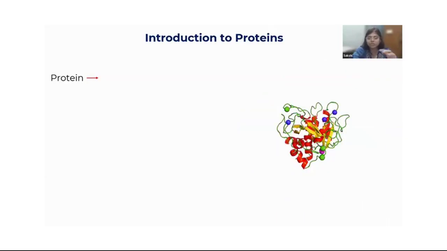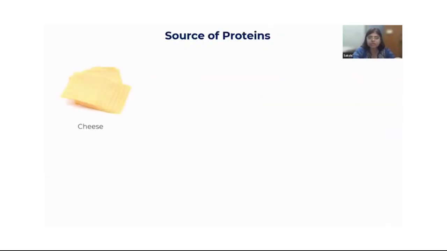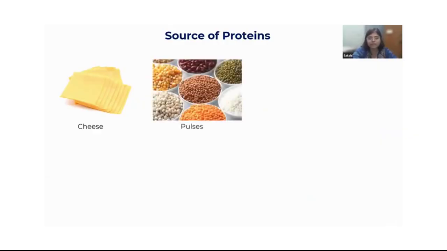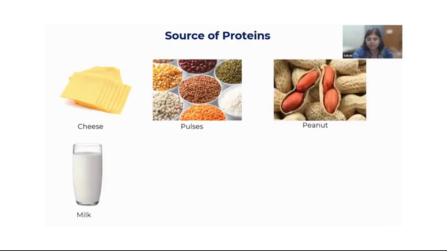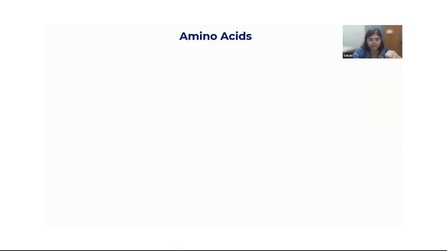Let us see. So protein, basically, is derived from the Greek word proteus, which means of prime importance. So as you all know, for growth and repair of the body, proteins are needed, right? So let us understand what are the normal sources of protein. Like we get it from cheese, pulses, peanut, right? Milk, again, fish, chicken. So these are all sources of proteins where we get proteins for our body.